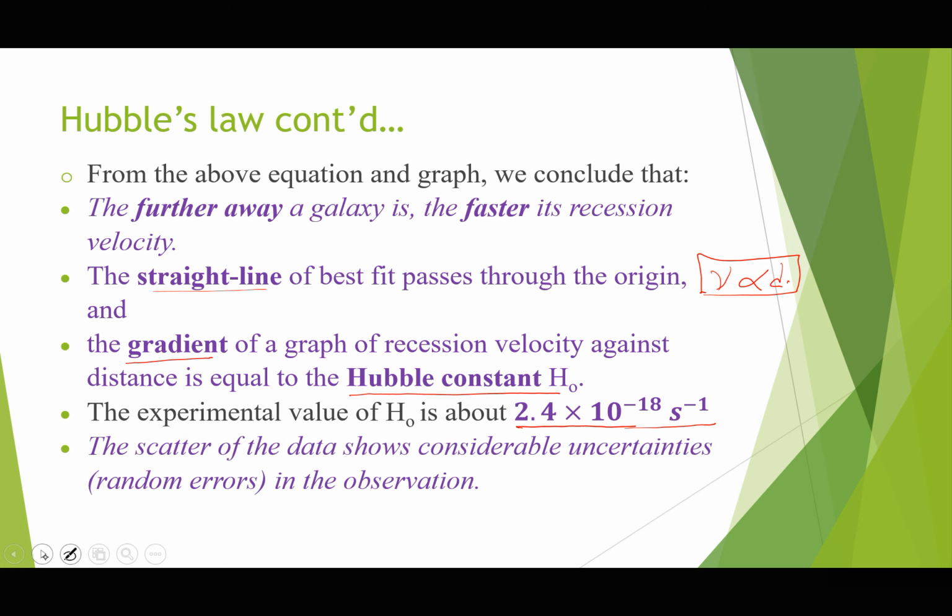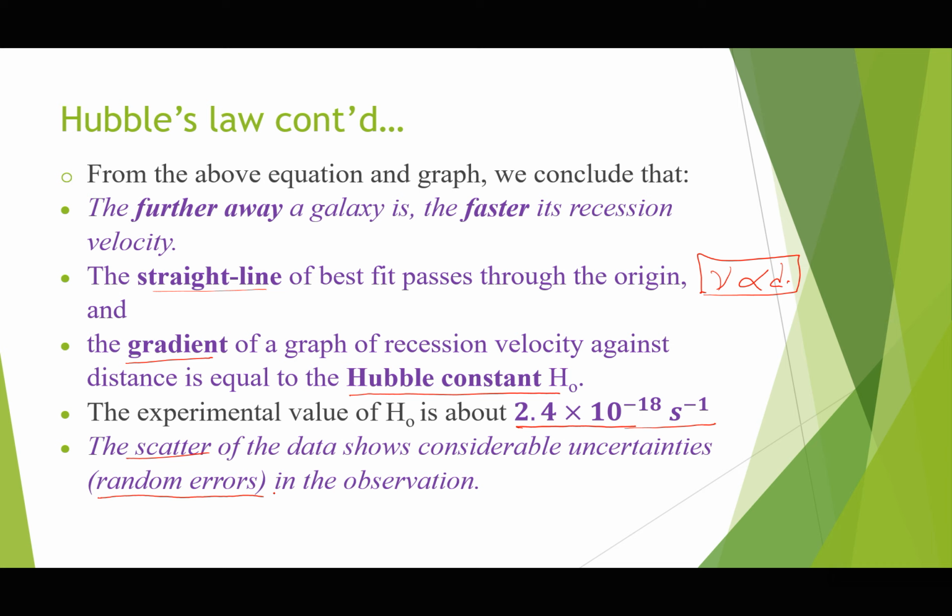So I also talked about why the data was scattering as indicated by the previous graph. The scatter of the data shows considerable uncertainties, which were actually random errors. We know that random errors cause a scattering of data around the line of best fit, while systematic errors would cause the average value to be either above or below, but not both at the same time. So the scattering was because of random errors during the observations.